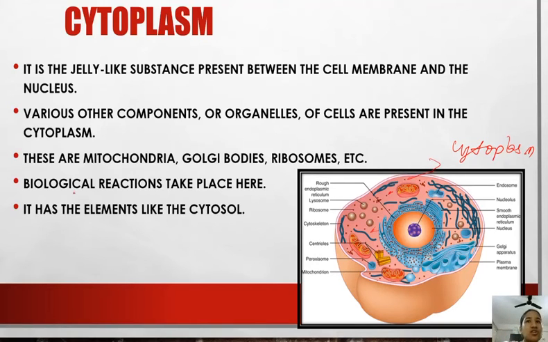The biological reactions take place here. It has elements like the cytosol, and some chemical reactions also take place over here. Whenever you eat something, it has to be synthesized so that your body can take it. That synthesis takes place in each cell, and I'll be explaining how that process occurs. For now, you must understand the structure and the functions of the cell organelles.